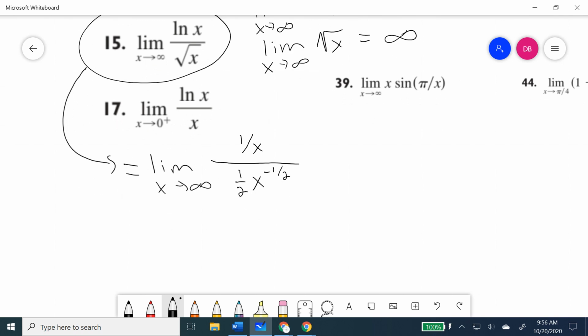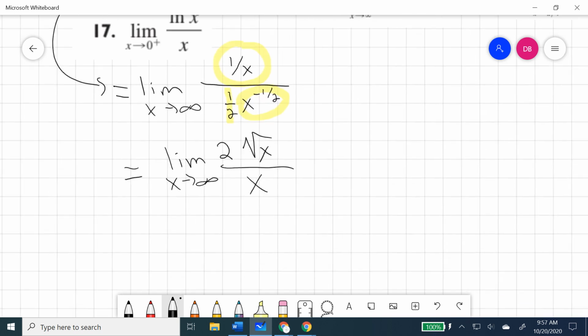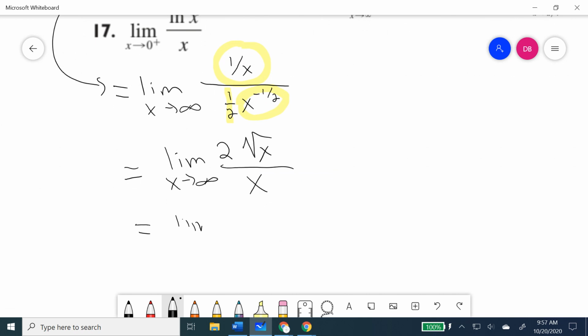And now my job is to rewrite this. So the 1 over x becomes an x in the denominator. Then this 1/2 becomes 2 in the numerator. And this x to the negative 1/2 becomes the square root of x in the numerator. And when I'm simplifying, I still have to write that limit in front. And then I'm going to simplify one more step. And this will be the same thing as 2 over root x.